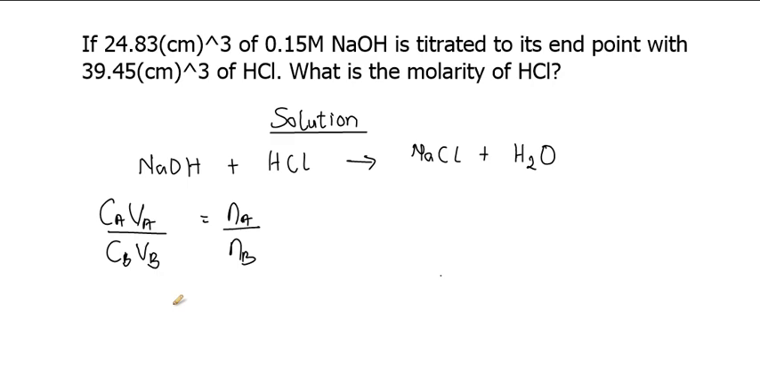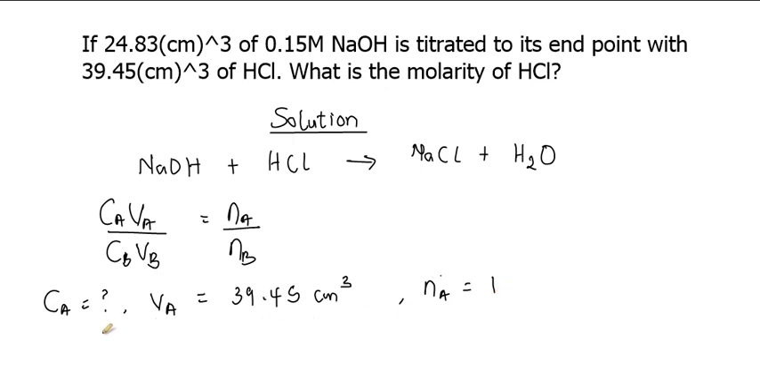So the next thing to do now is to write out the data given so we can identify the unknown from the question. So from the question, we have our Ca. What is Ca? That is the concentration of acid used. The molarity of the acid is unknown. So we have Ca to be unknown. Volume of acid used, Va, we have 39.45 cm³. Then the number of moles of acid, that is the coefficient in front of the acid used here from the equation, which is 1. So we have Na to be 1.